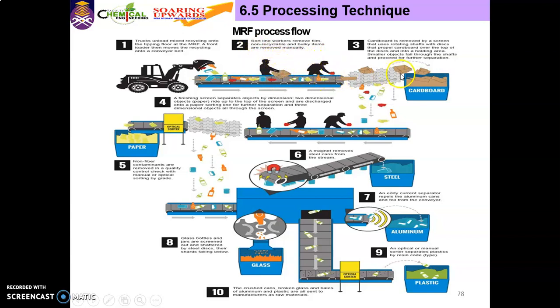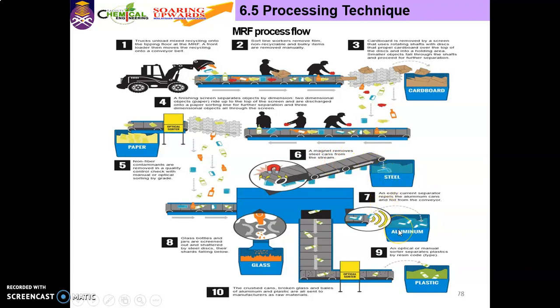So they will separate cardboard at one place. Okay, cardboard is removed by a screen that uses rotating discs. And then next, number 4, they will separate papers. All the papers they will separate at one place. Non-fiber contaminants at one place. And this is steel. How to extract steel? By using a magnet. So the magnet will pull all the metal materials.